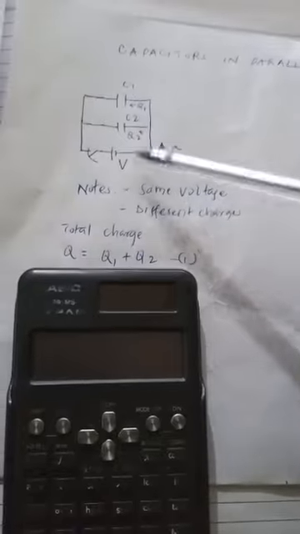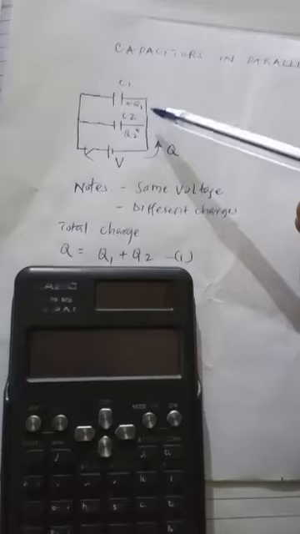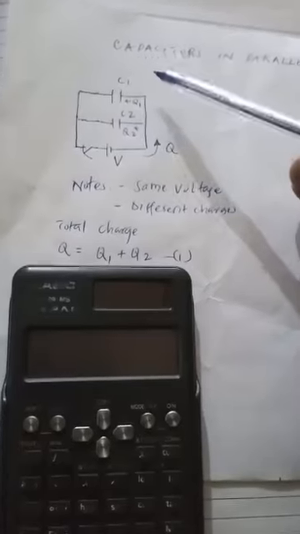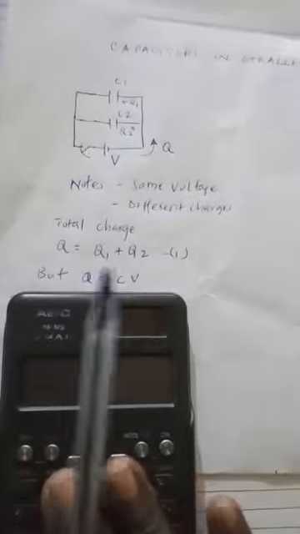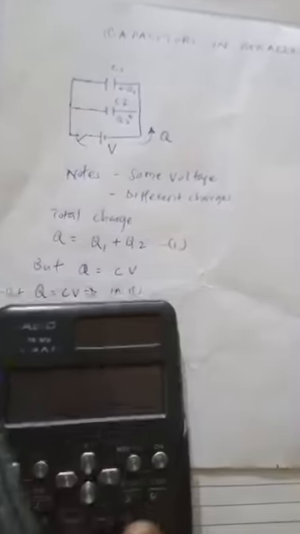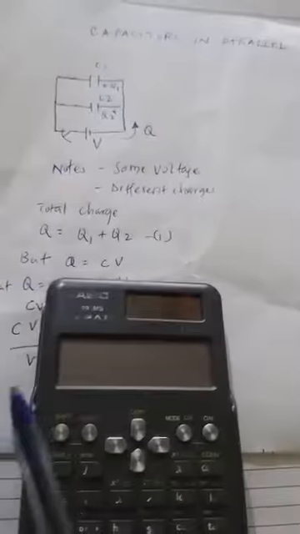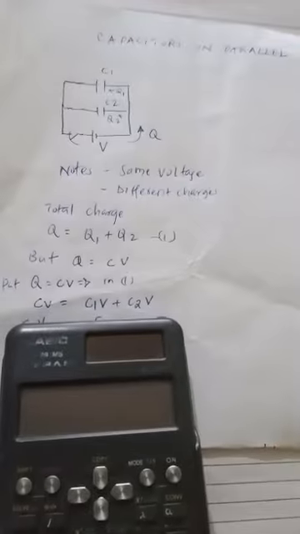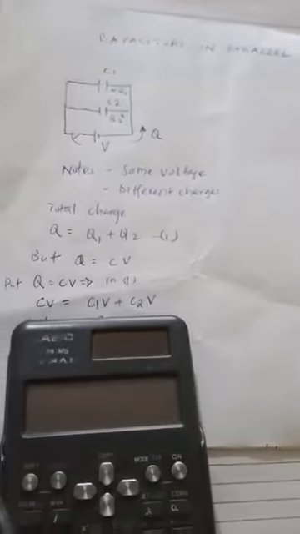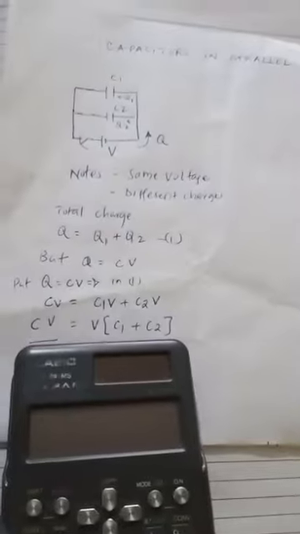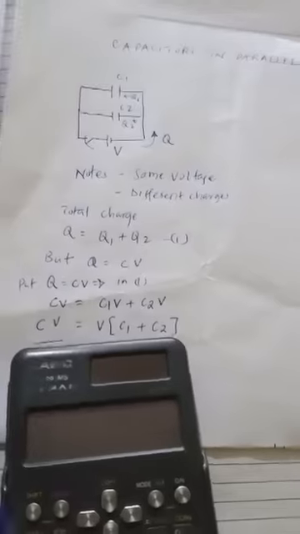So the charge Q will be equal to the charge stored on capacitor C1 plus the charge on capacitor C2. So what happens? We know that the total charge will be Q1 plus Q2, but we know that charge is equal to CV. So if we substitute in equation 1, we find that CV is equal to C1V plus C2V. Factorizing out V would give us V times (C1 plus C2) equal to CV.